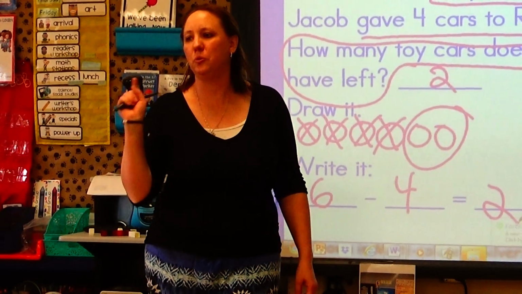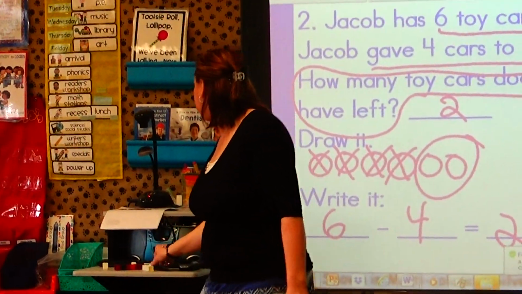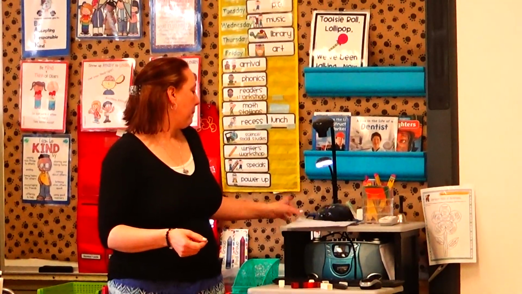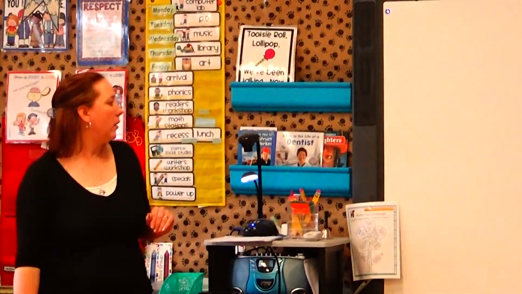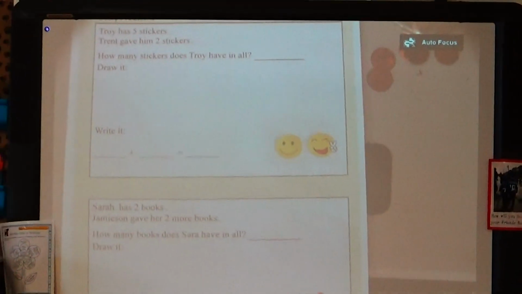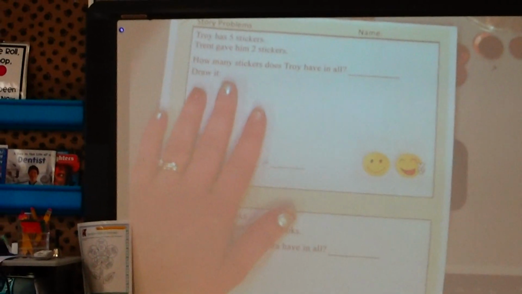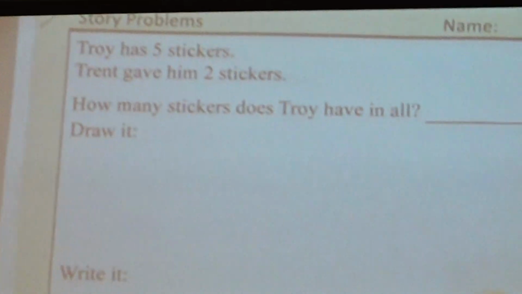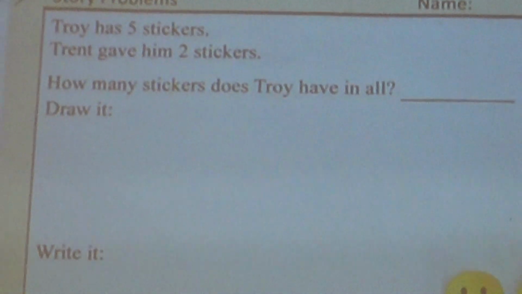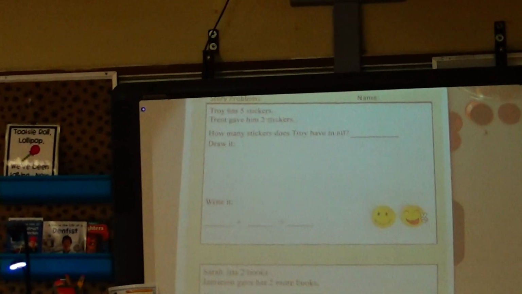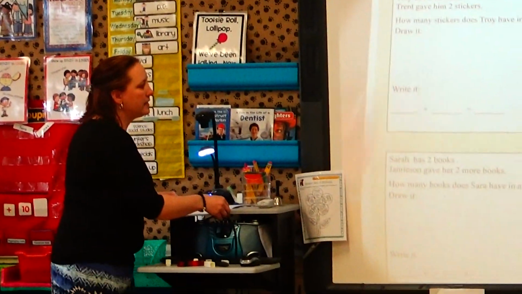All right, I have some practice for you guys. You guys get to do your own. So, I'm going to show you what you have. I'll pass it out, and you guys will get to work. Here we go. We have 4 problems for you guys to do. 2 addition, 2 subtraction. It goes like this. Troy has 5 stickers. Trent gave him 2 stickers. How many stickers does Troy have in all? All right, don't tell me. You guys have to figure it out on your own. So, we're going to have 2 of these type of questions.